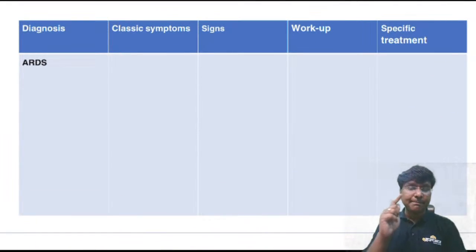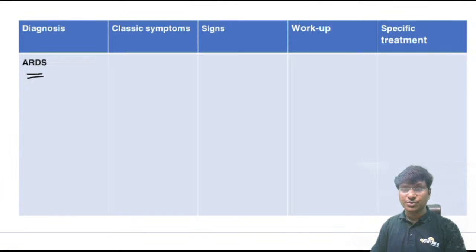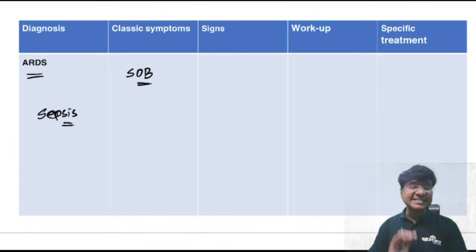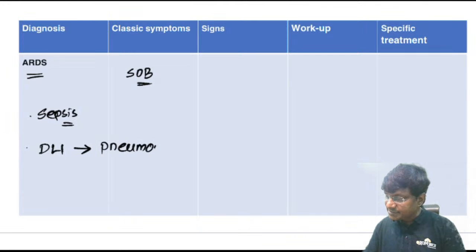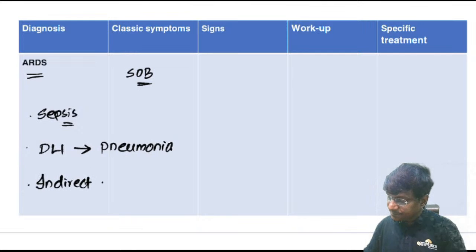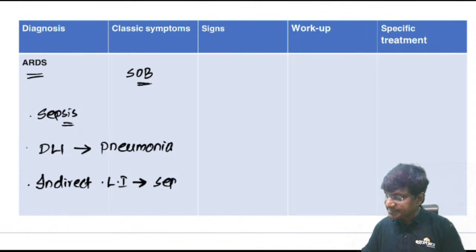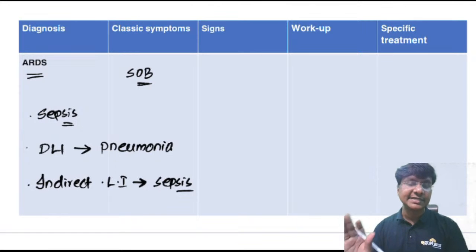So this is about how pleural effusion can present with sudden onset dyspnea. Then another important pulmonary emergency which can present with sudden onset dyspnea is ARDS, acute respiratory distress syndrome. So the patient will have sudden onset dyspnea. And what is the most common cause of ARDS? Most common cause of ARDS will be sepsis, whereas the most common cause of direct lung injury causing ARDS will be pneumonia. Whereas the most common cause of indirect lung injury causing ARDS will be sepsis. So the classic symptomatology is sudden onset dyspnea.